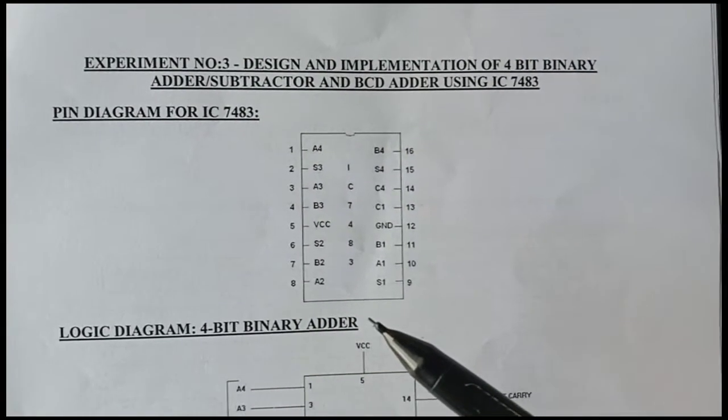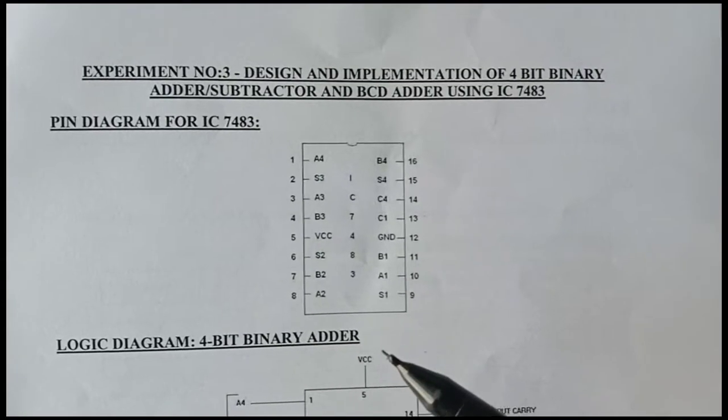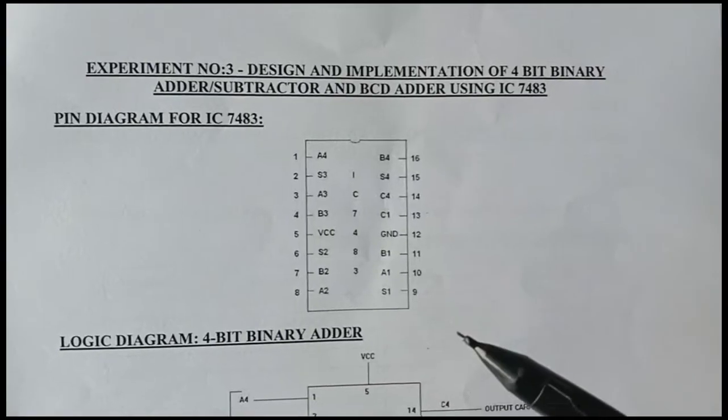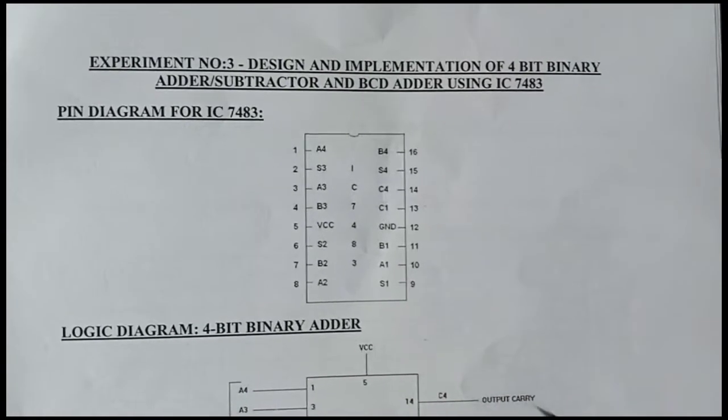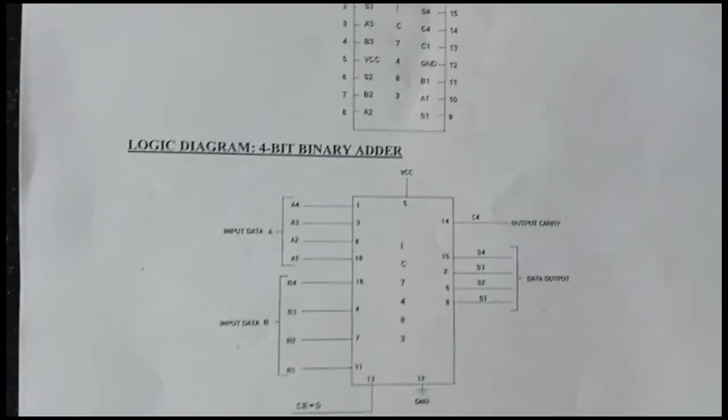This is the pin diagram for IC 7483. It is a 16 pin IC. Pin number 1 to 8 are on this side, pin number 9 to 16 on this side. We want to use input A and input B.